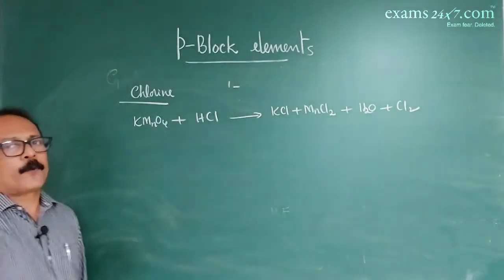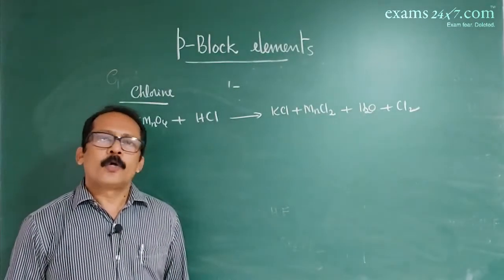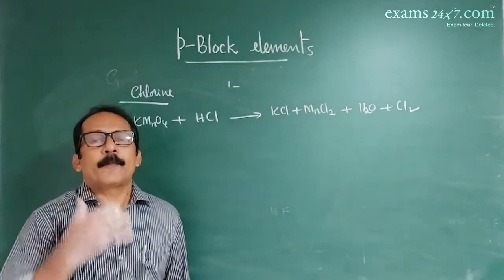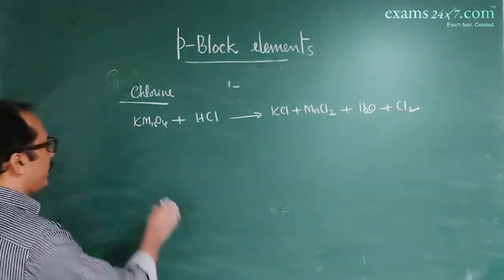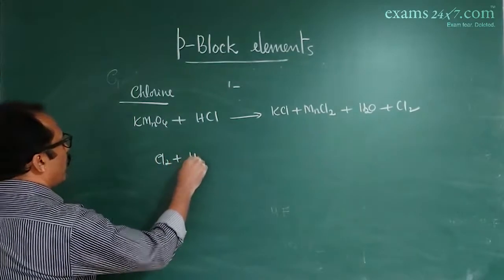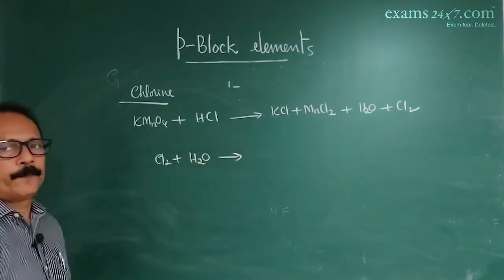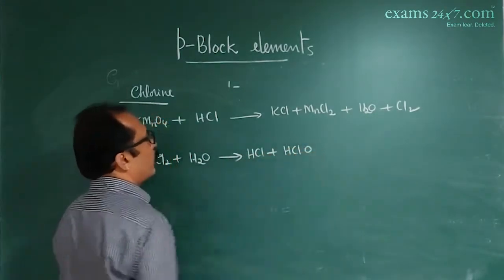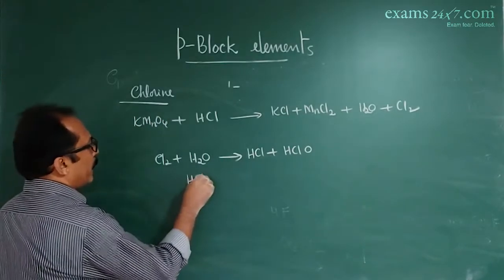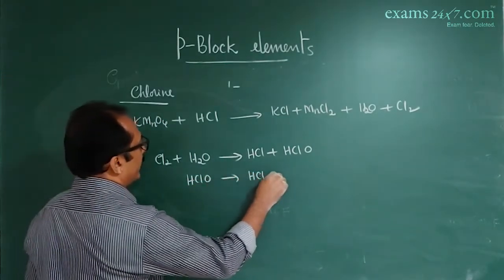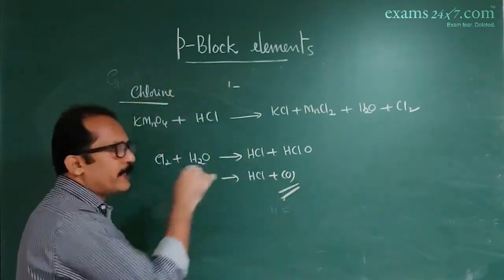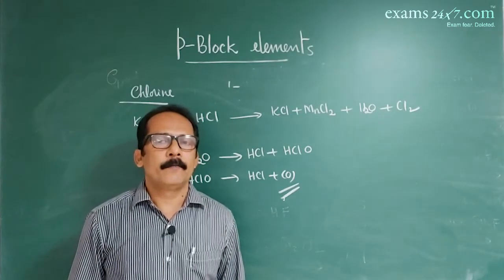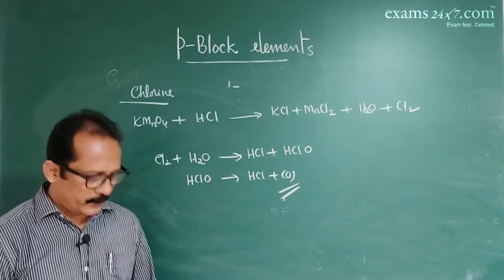Now, about some of the properties of chlorine. Chlorine acts as an oxidizing agent as well as a chlorinating agent. Now, about the bleaching action of chlorine. When chlorine reacts with moisture, first it gives HCl and hypochlorous acid. Then further hypochlorous acid decomposes to give HCl and nascent oxygen. So due to this nascent oxygen, chlorine acts as a very good bleaching agent, and the bleaching action is permanent.